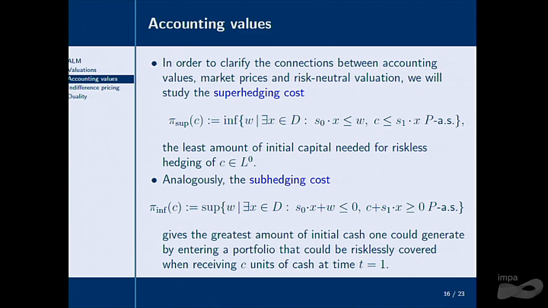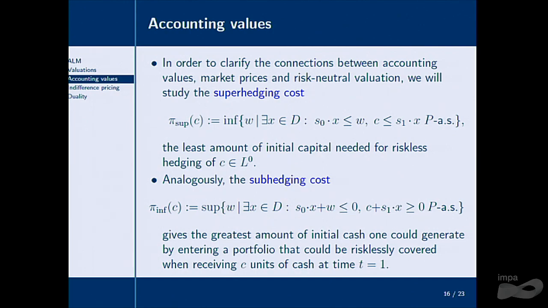So I'm going to have a very simple statement about how to bound those accounting values in terms of the super hedging cost and the sub-hedging cost. So the super hedging cost, as you know, is the least amount of initial capital, so we're minimizing over the initial capital, that allows you to buy a portfolio that covers the claim almost surely. So here there are no risk preferences. We require that we are solvent in every possible scenario.